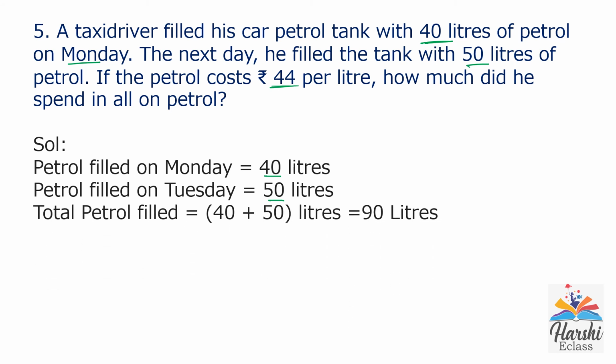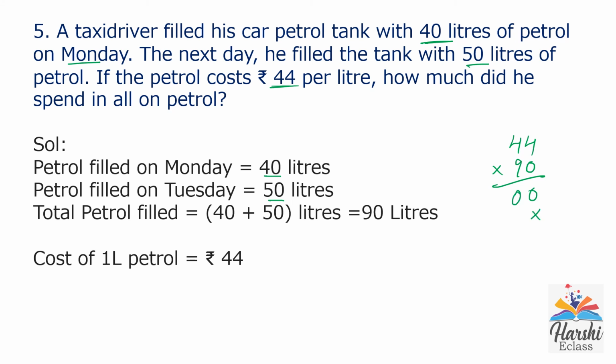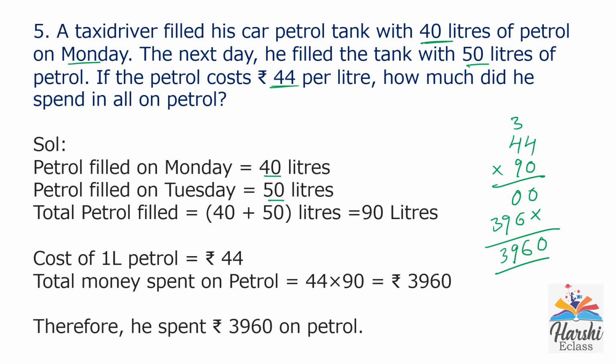Now we know the cost of 1 liter petrol, that is 44 rupees. We need to find the cost of 90 liters of petrol, right? So multiply 44 and 90. 0, 0, 9 fours are 36, 6, 3, again 9 fours are 36 plus 3, 39. That is 3,960 rupees. Therefore, he spent 3,960 rupees on petrol.